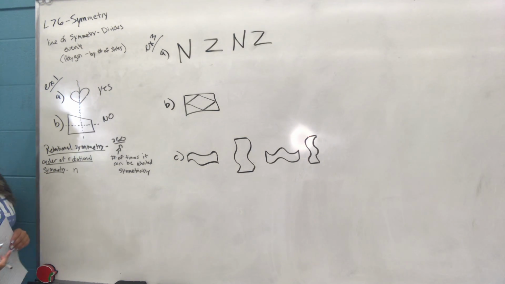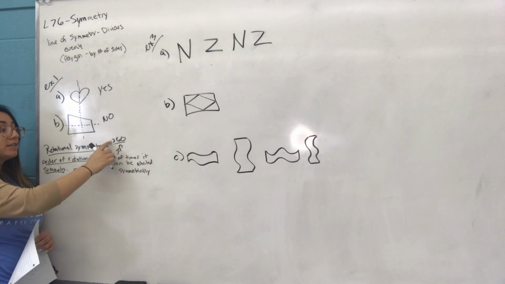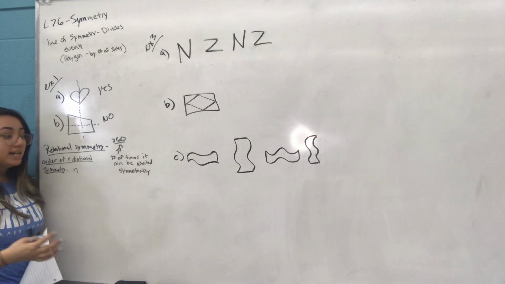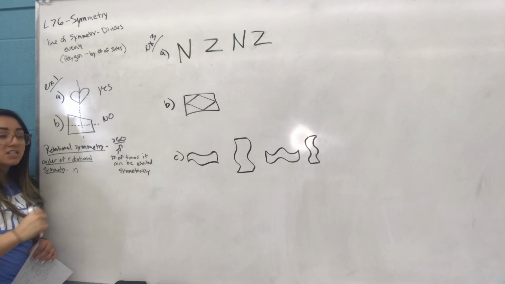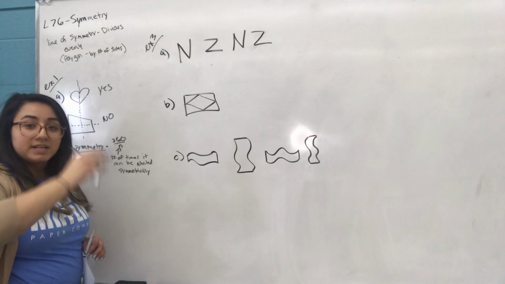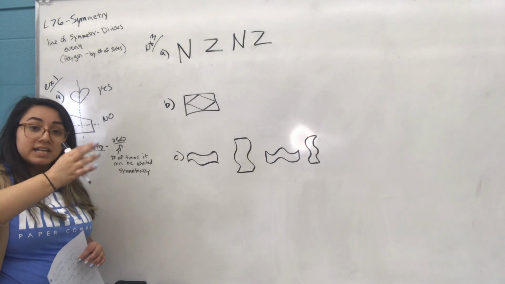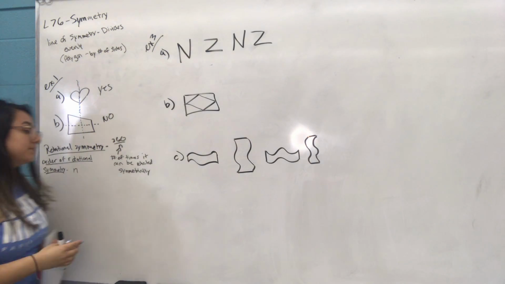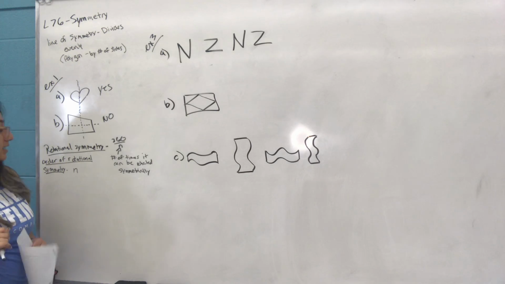Here we have rotational symmetry, meaning to find that, they want the number of degrees. It's 360 divided by n. N is considered the number of times it can be rotated symmetrically. Some of these shapes, if you cut them down the middle, are not perfectly symmetrical, but if you rotate them, they can be perfectly symmetrical. In this case, n is considered your order of rotational symmetry.